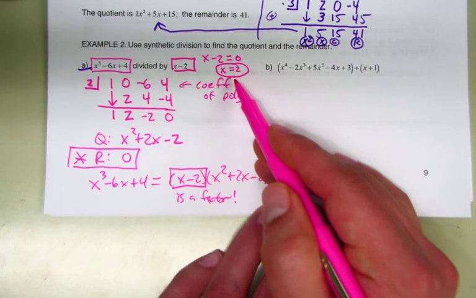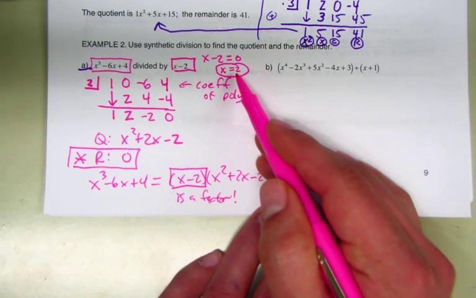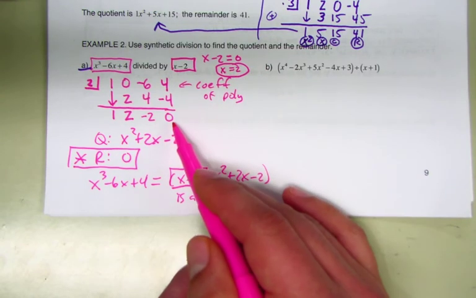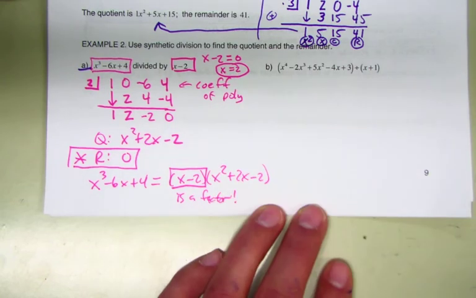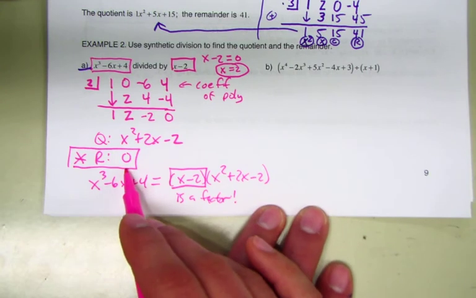Do you see what I'm saying? Because if you set it equal to 0 and you got x equals 2, and there's no remainder down here, that means that 2 is a 0 for the polynomial. Okay? But that's only if the remainder is 0.